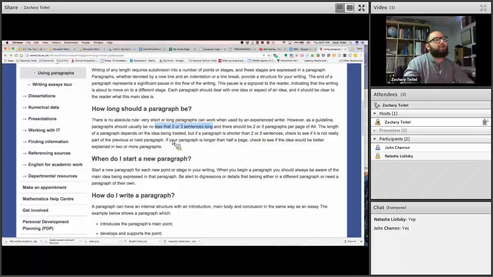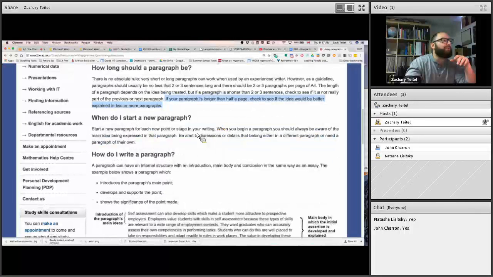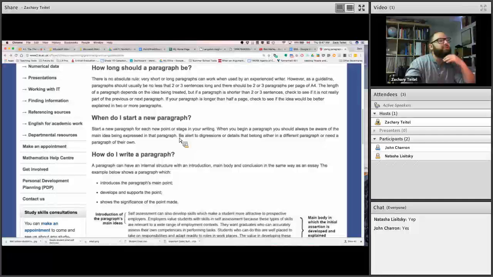And then it says you might have 2 or 3 paragraphs on a regular sized page. Down here they say if your paragraph is longer than half a page, you might want to check to see if the idea would be better explained in 2 or more paragraphs. They're not wrong about that. The real goal for a paragraph, what really guides us, is down here: when do I start a new paragraph? Start a new paragraph for each new point or stage in your writing. When you begin a paragraph, you should always be aware of the main idea being expressed in it. Be alert to digressions or details that belong either in a different paragraph or need a paragraph of their own. Now, again, this is where it gets tricky.